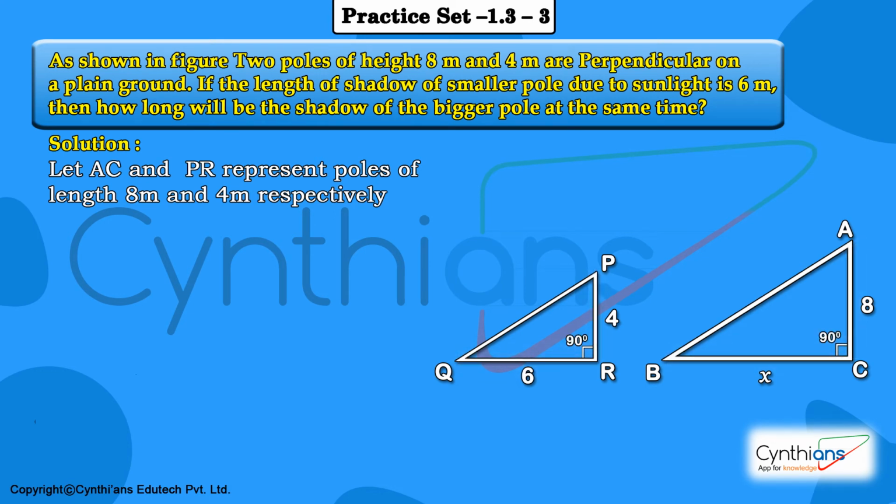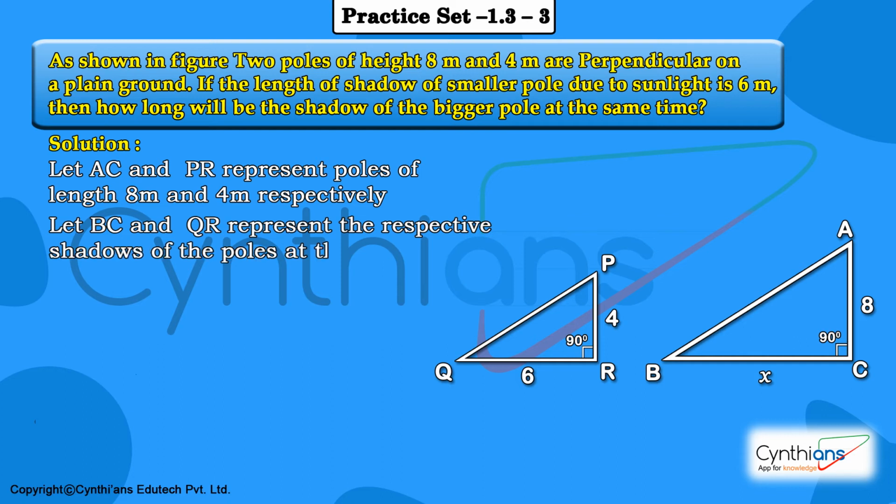If the poles are perpendicular to the ground, then their shadows have to be on the ground. So next step, let BC and QR represent the respective shadows of the poles at the same time. And this is what we have been given.